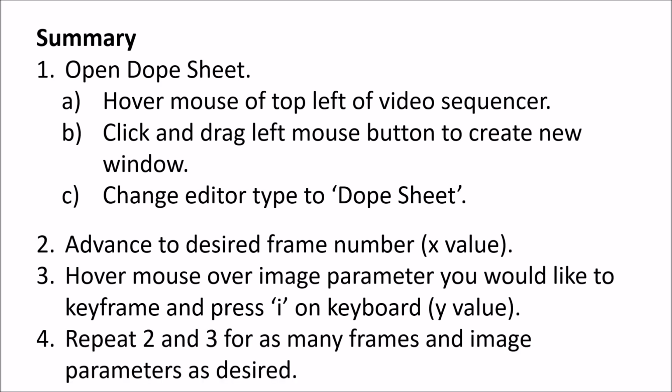And then all you need to do is repeat steps 2 and 3 for as many frames and image parameters as you desire, and then Blender will go ahead and smoothly interpolate between the keyframes that you specified. So, with that being said, I think this is a great place to leave it, as this is just supposed to be an introductory tutorial on keyframes. We'll dive deeper into some of the details in a later video.